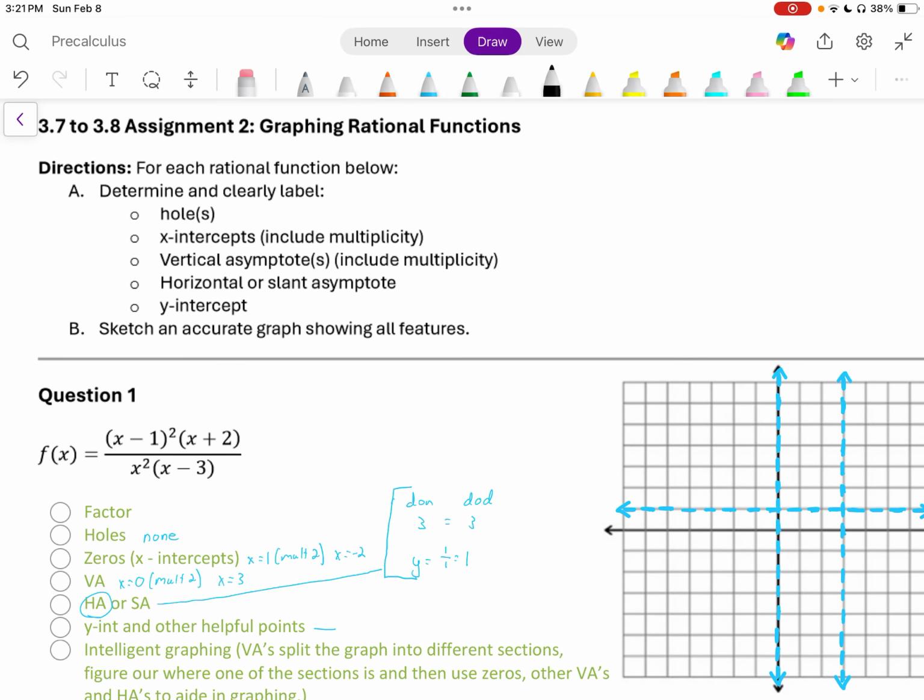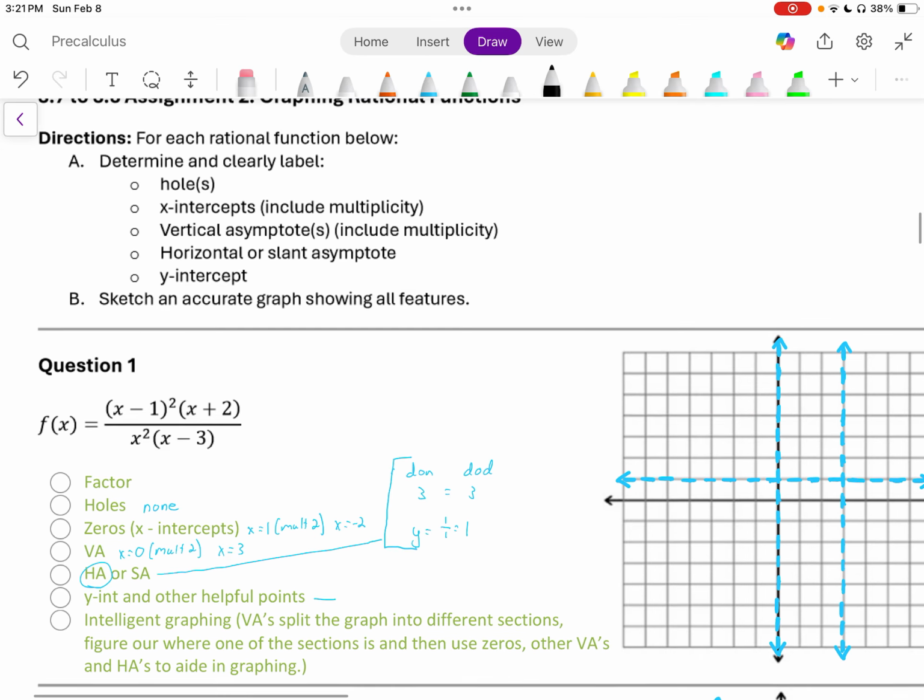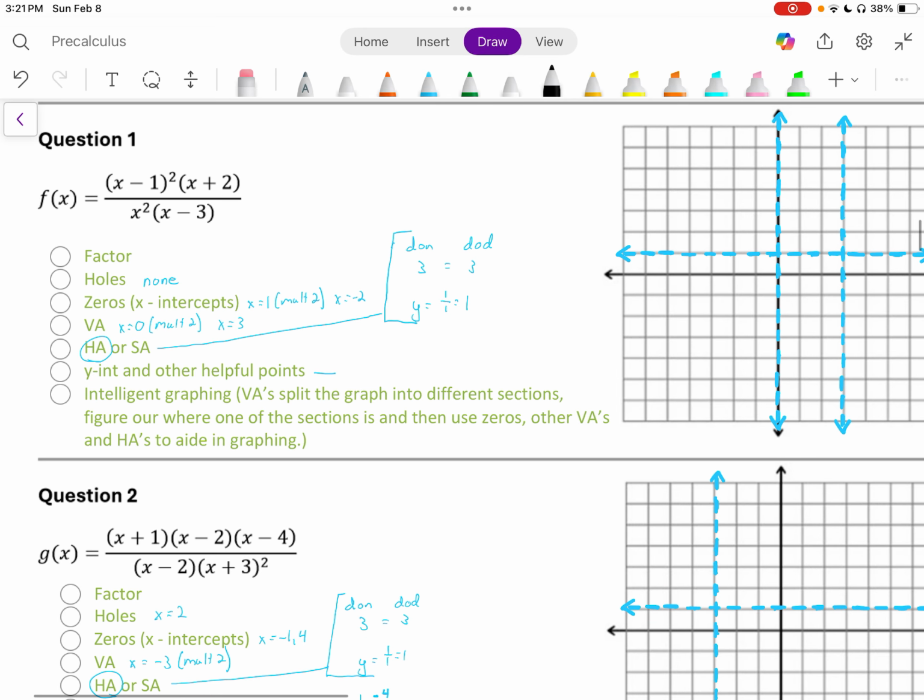This is 3.7 to 3.8 assignment 2, where we're graphing rational functions. So we will go through each of these questions. Number 1, it's already factored, so that's nice. Nothing cancels from numerator to denominator, so there's no holes.